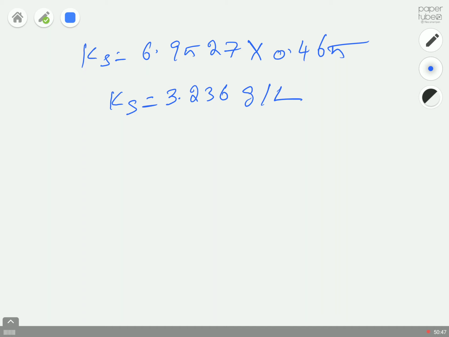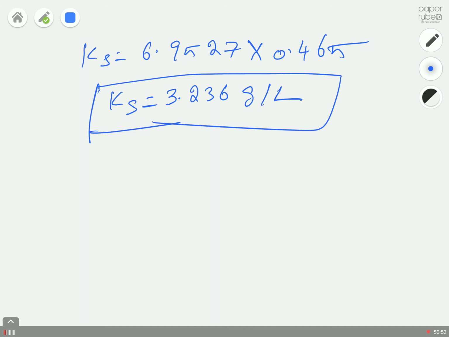grams per liter, because your substrate concentration is expressed in grams per liter. So that's why your Ks value, we are going to express in grams per liter, yeah.